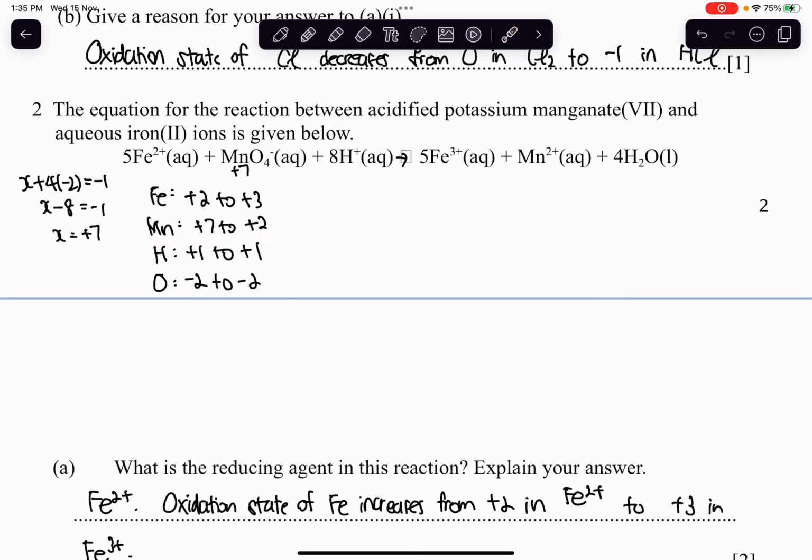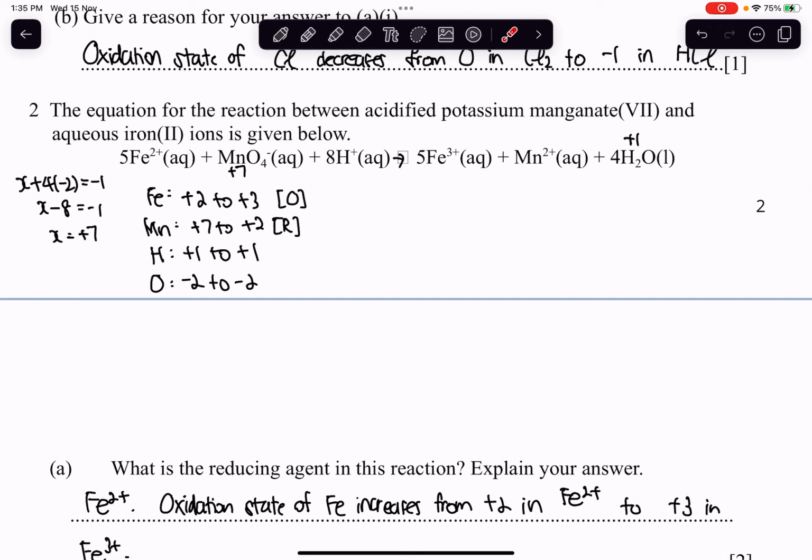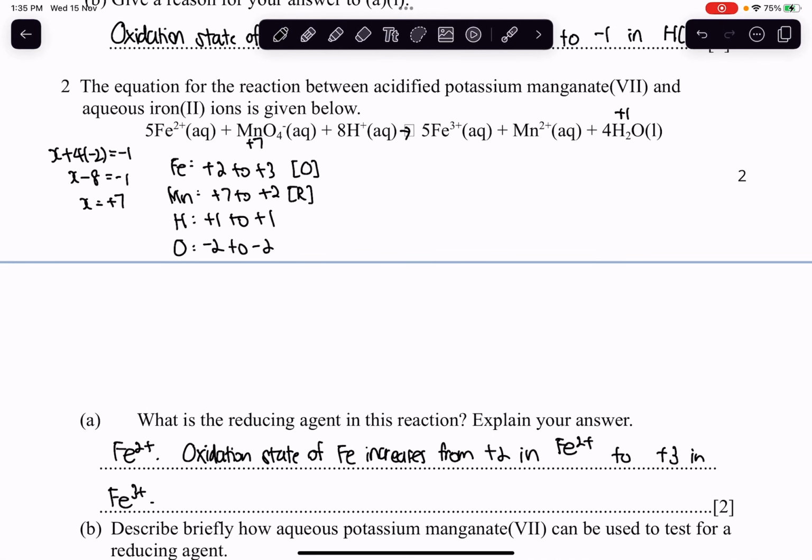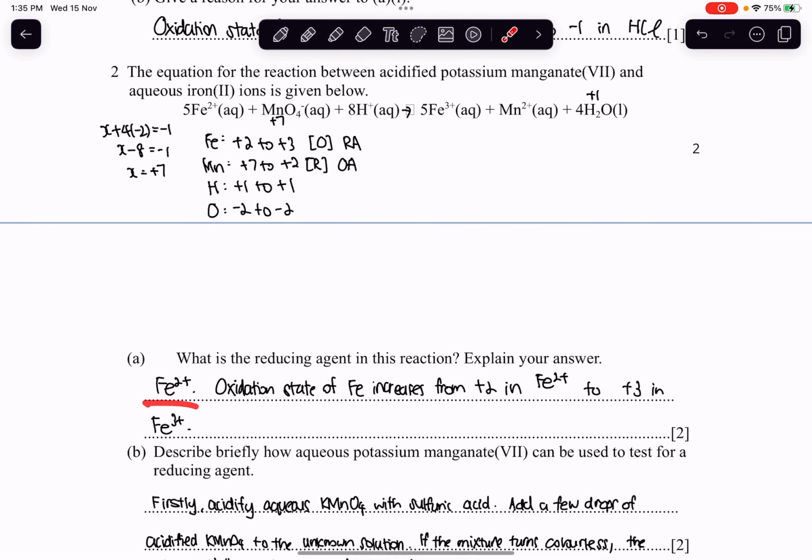So let's write this one is oxidized, this is reduced. Then let's check for hydrogen. It's +1 here and also +1 in water. So there's no change in OS, it's neither reduced nor oxidized. Oxygen is -2 in MnO4 minus and -2 in H2O as well. So no change for H and O. So there's only one oxidizing agent and one reducing agent. Since Fe is oxidized, it is the reducing agent, and since Mn is reduced, it is the oxidizing agent. So they ask you which is the reducing agent, it is Fe2 plus.